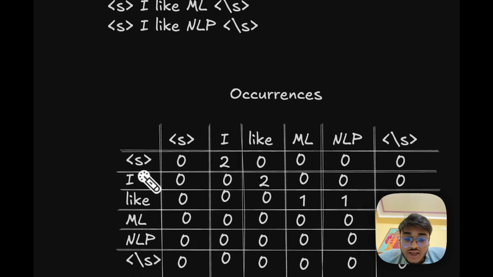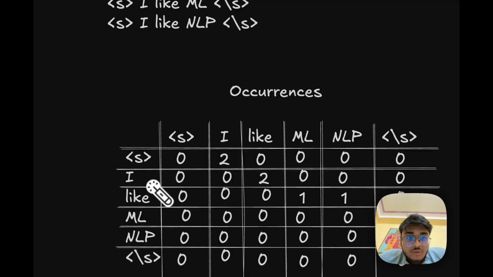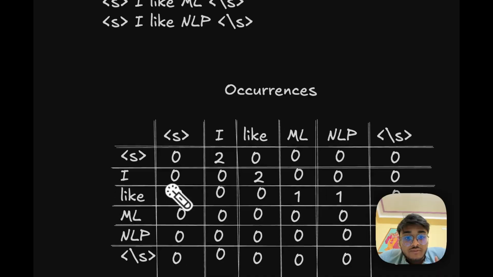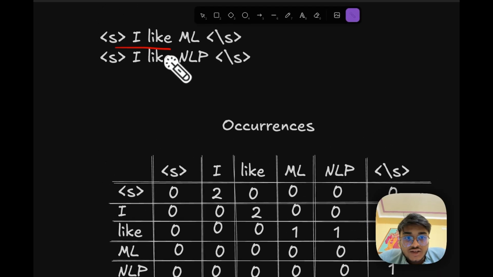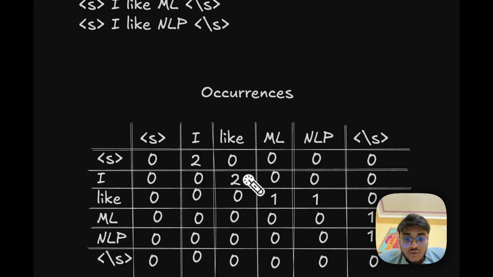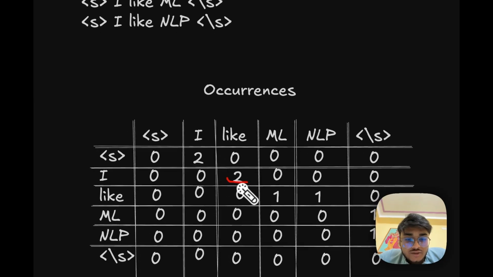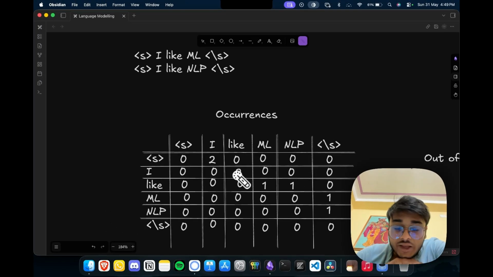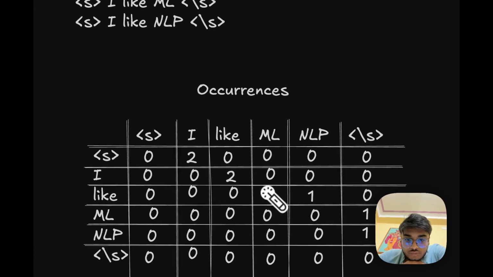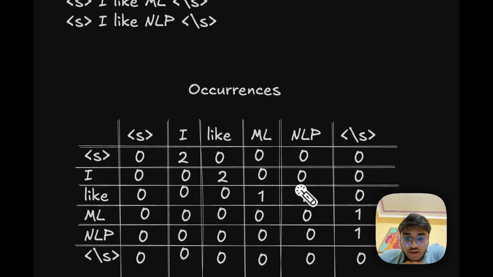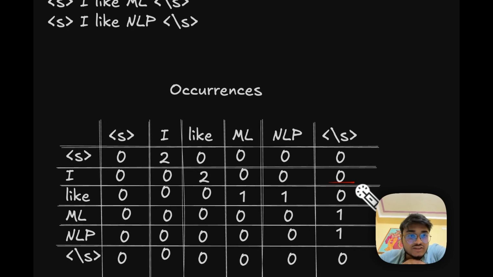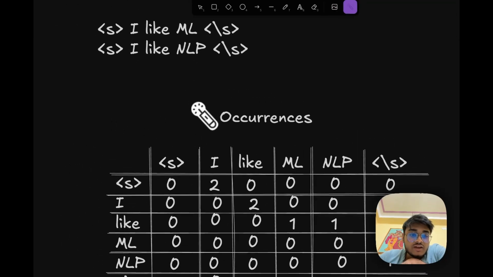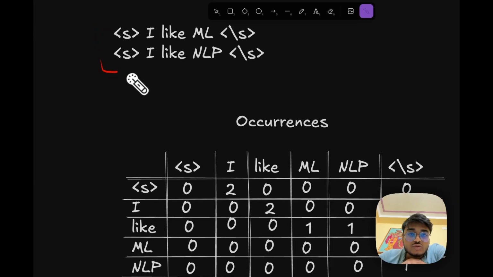I is coming after S, so this will be 0. What is the probability of I coming after I? 0. What is the probability of like coming after I? Yes, 2 times. In the entire corpus, I like exists 2 times. Sorry, not the probability, I'm stating it wrong. The occurrence, or the bigram, you can pretty much find the bigram. The occurrences is 2. ML does not come after I, NLP also does not come after I, and end of the sentence after I, there is no sentence which ends with I, so I'm putting it as 0.